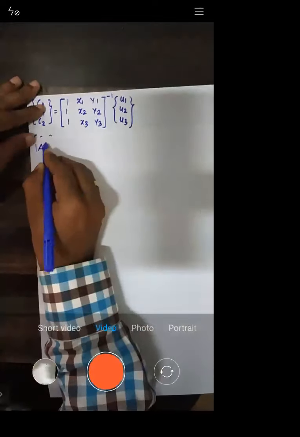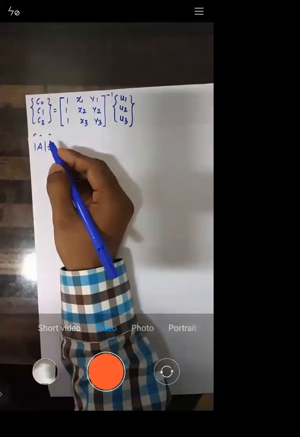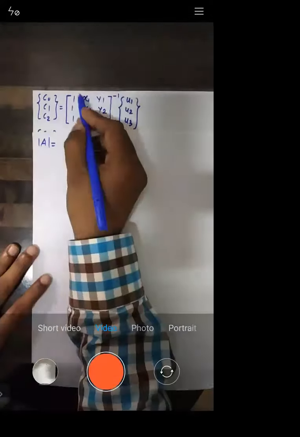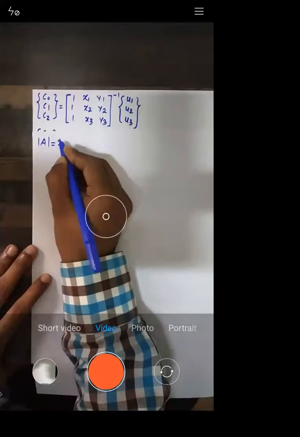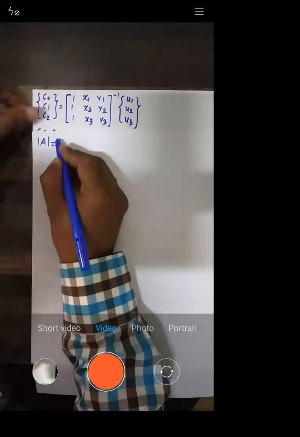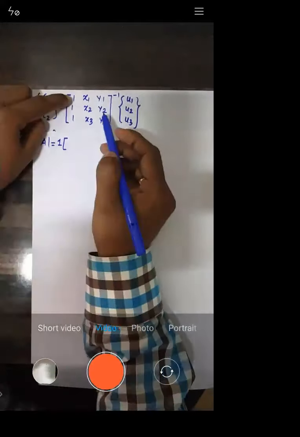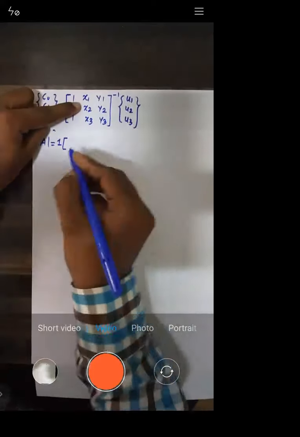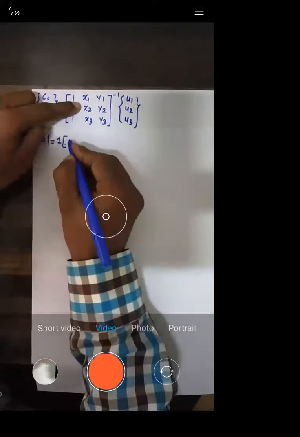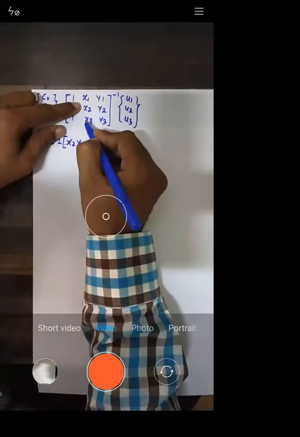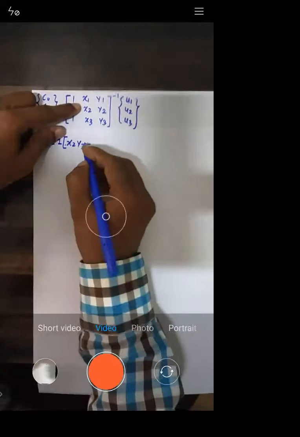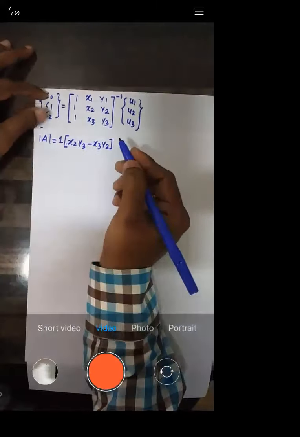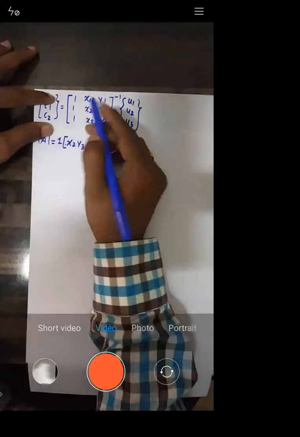So how do we calculate mod of A? The first term, 1, I'll write down as it is. Inside, this row and this column get cancelled, giving x2 y3 minus x3 y2. Next, minus x1.